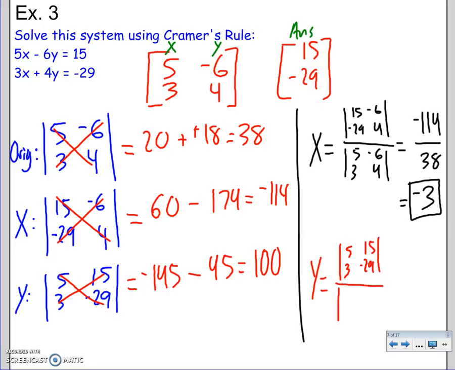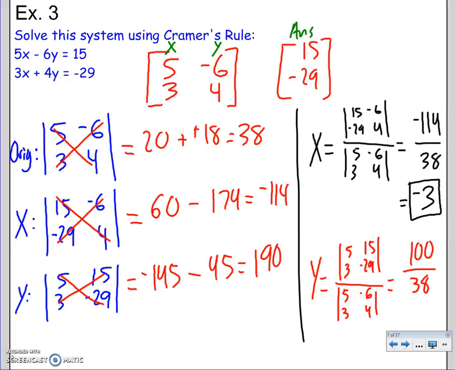Over the original, 5, 3, negative 6, 4. And we found that to the left. So the y one is 100 over 38. If you put that in the calculator, you get, all right, I made a quick mistake. Negative 145 minus 45 is negative 190, not 100.